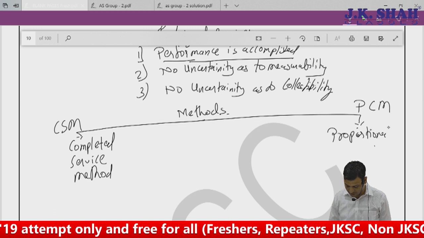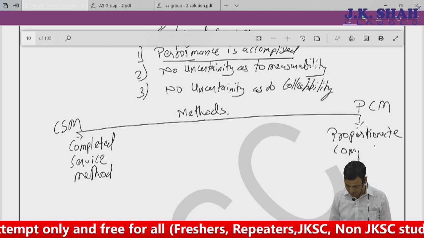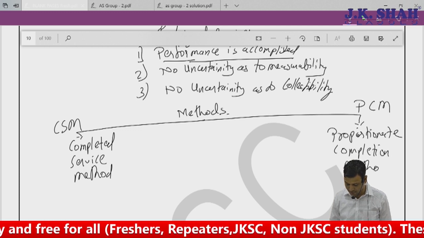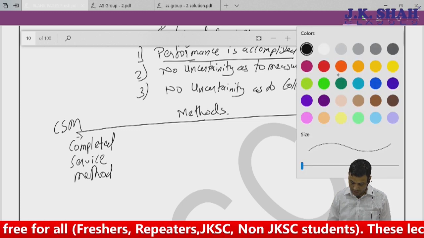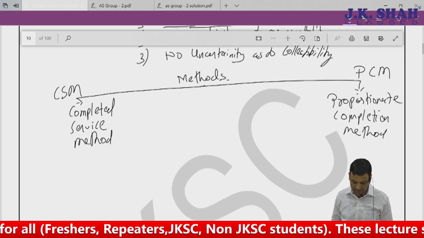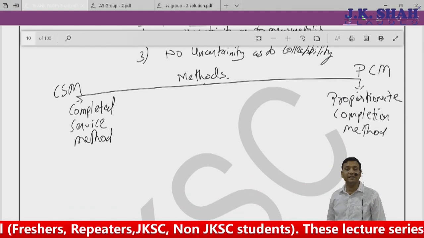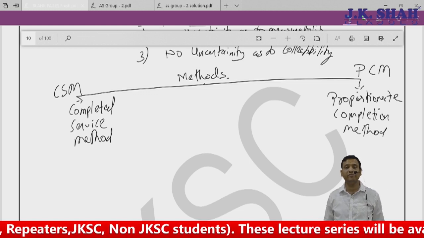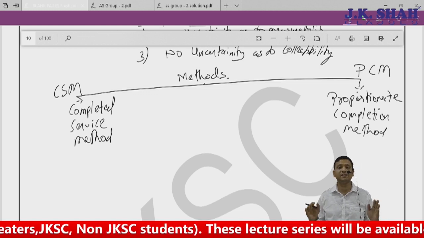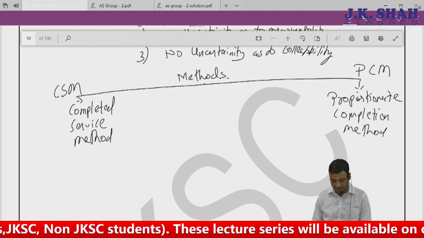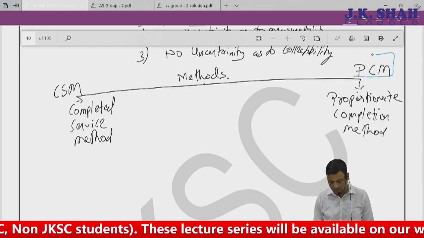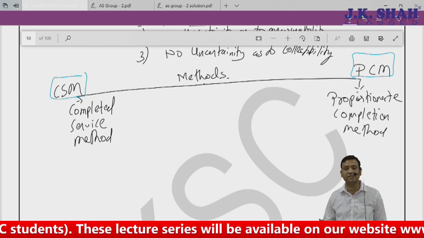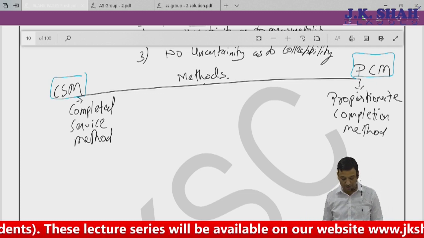Proportionate completion method. Now what basically does it mean? Completed service method: you should recognize revenue only when the services are completed. And when I say proportionate completion method, you should recognize revenue on a proportionate basis, a proportionate completion basis.